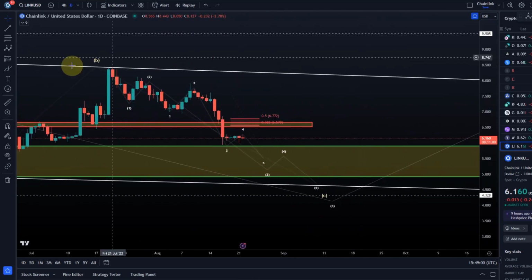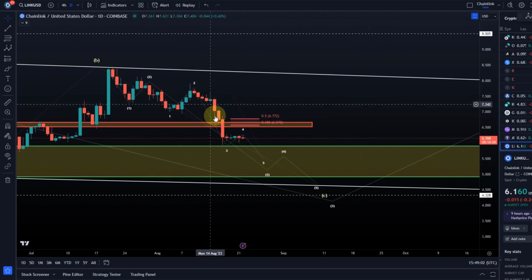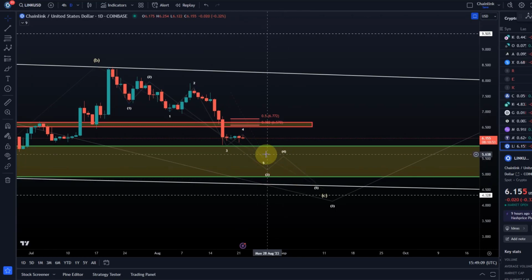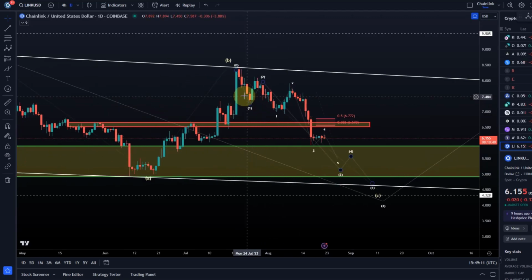Zooming in a little bit, you see here this 1, 2, 1, 2 setup along third wave, fourth wave as a typical rectangle pattern, wave 5 of 3 down, 4 and 5. So that's sort of where we are.